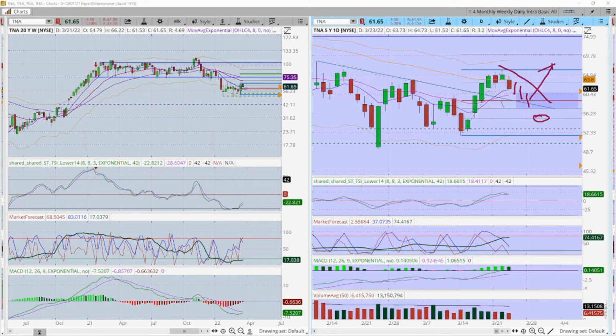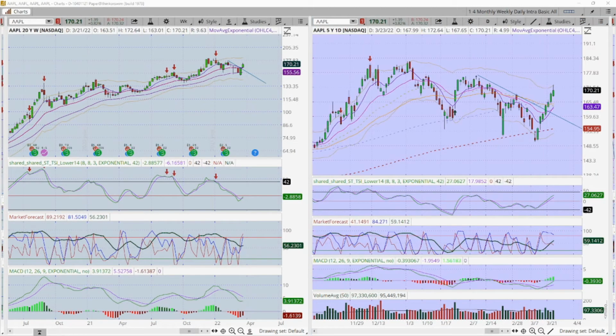So I hope you're finding that beneficial. Let me get rid of that. Let's take a look at a couple of stocks to do the same thing with. Let's take a look at Apple. Apple has basically gotten back into the highlights a little bit.